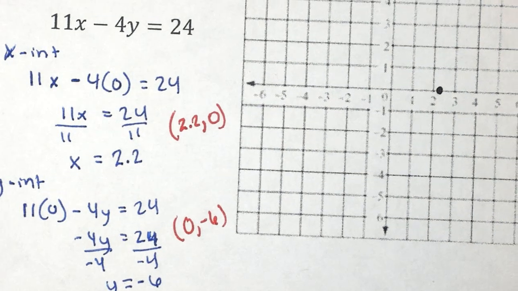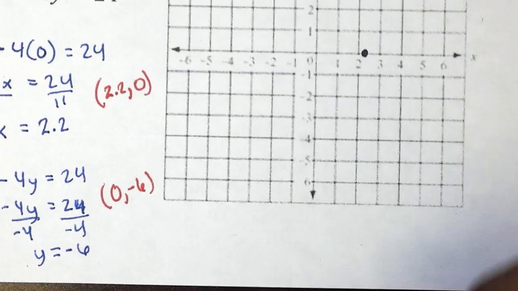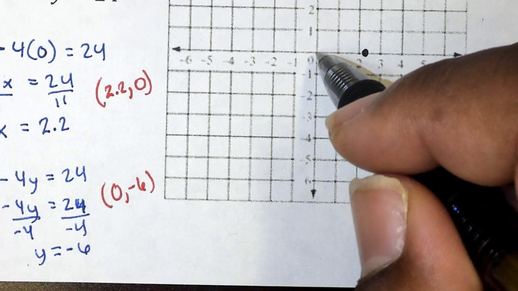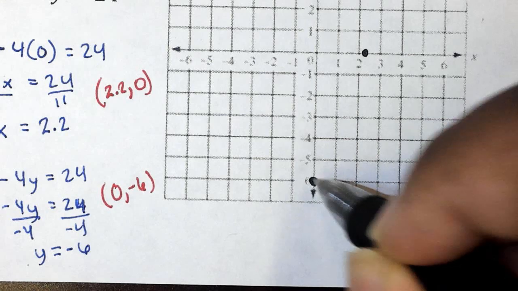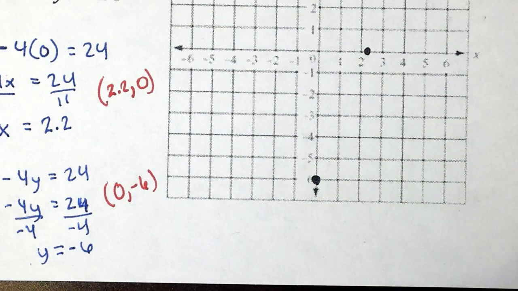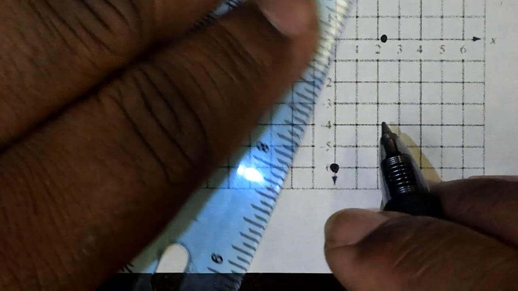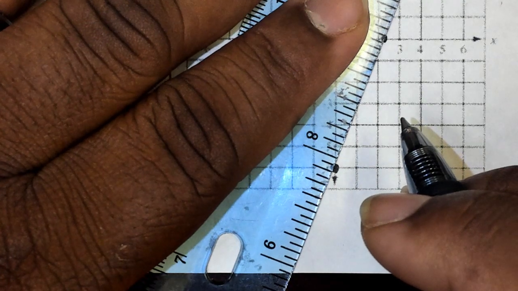Then you put that point on. Y-intercept at 0, down negative 6. Now I have my x and my y-intercepts. I can draw a line through those, and that'll be my line.